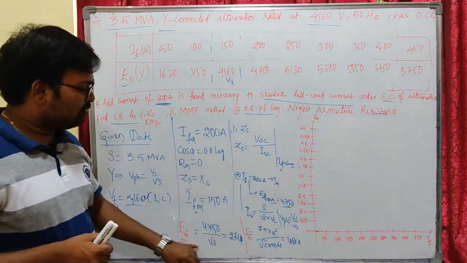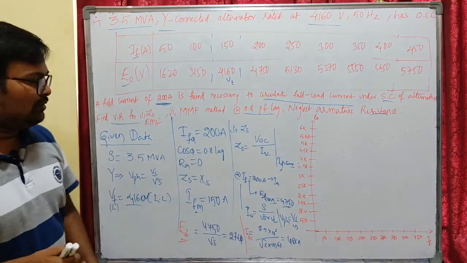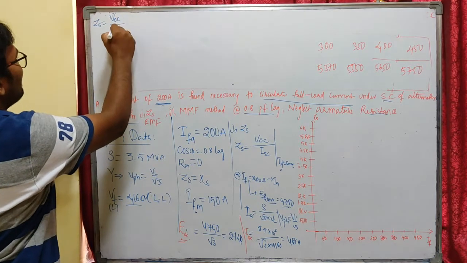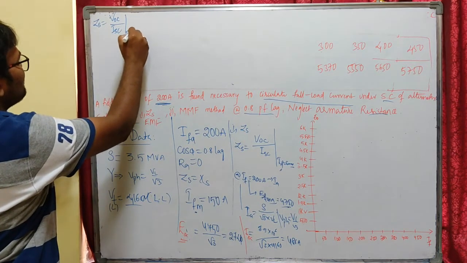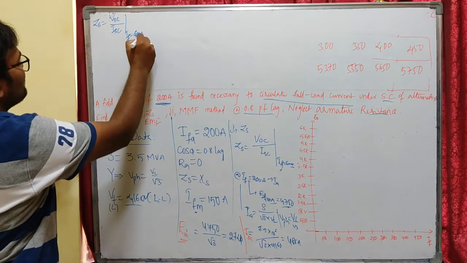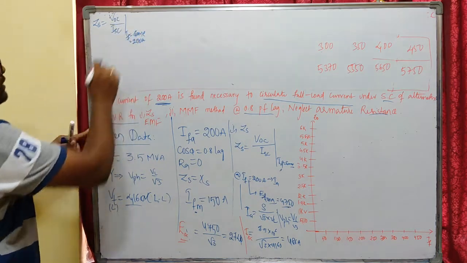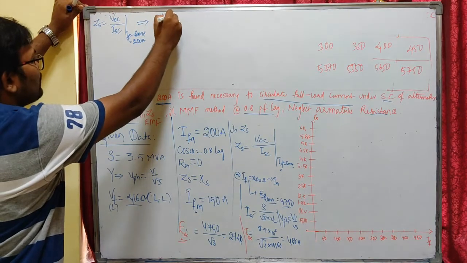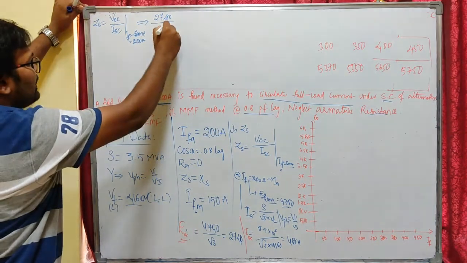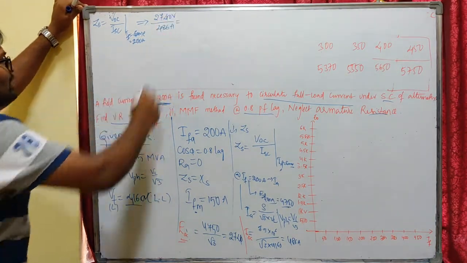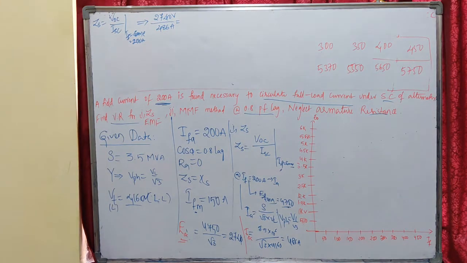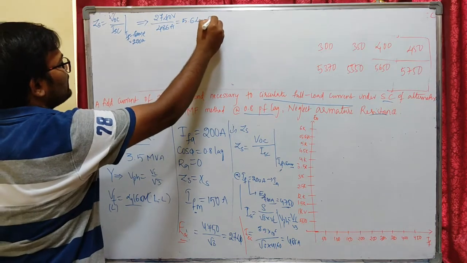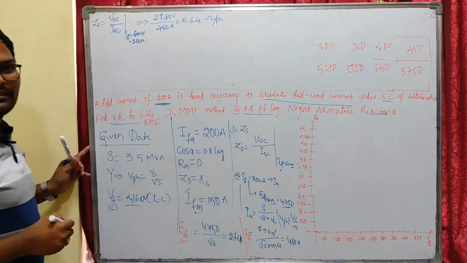Okay, we are going to divide these two so that we can get ZS. ZS will be equal to V open circuit by I short circuit at the same IF. Here IF is 200 amperes for VOC as well as for ISC. So I am going to substitute the values here. VOC is 2740 and ISC is 486 amperes. So the synchronous impedance will be equal to 5.64 ohm per phase. Because it is a 3 phase machine, we need to mention it as ohm per phase. This is the synchronous impedance.